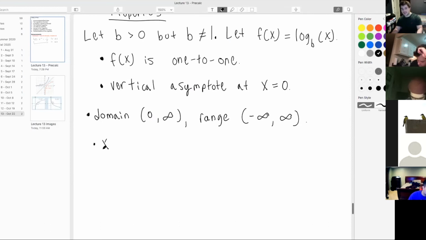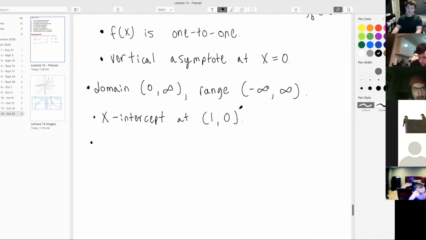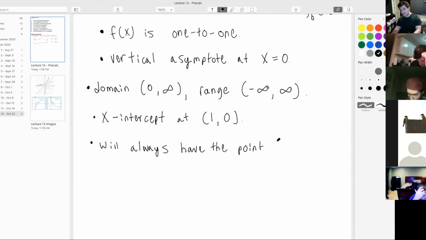Range is the whole real line, so you're going to get minus infinity to infinity. Good. X-intercept at (1, 0). Okay, (1, 0). Also, it's always going to have the point (1, 0) on its graph, and there's another key point. We'll always have the point (b, 1) on its graph.